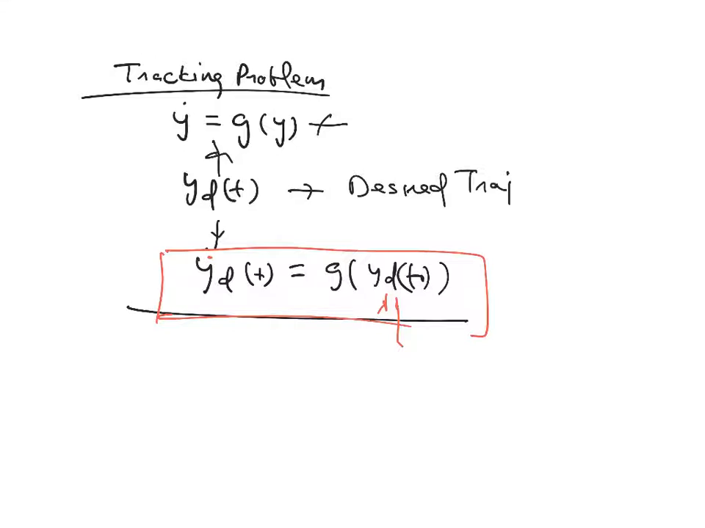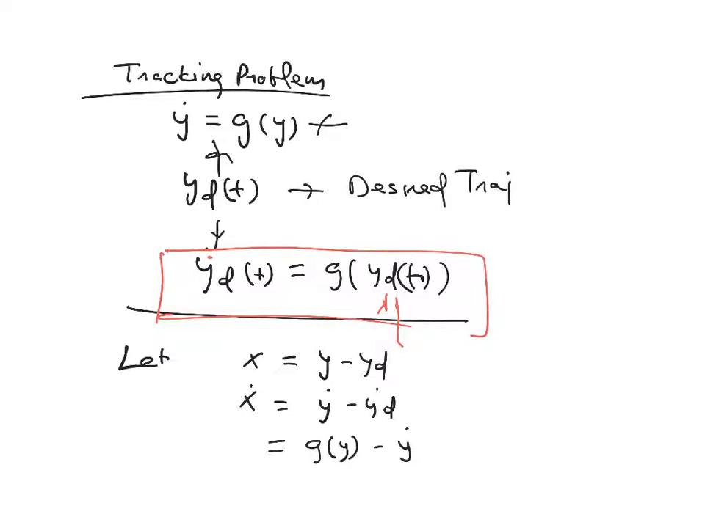So let's define x to be y minus y desired. We always reformulate the problem so that the trajectory becomes the equilibrium point. Because if x is y minus y desired, then x equals 0 means y equals y desired, right? So what is x dot then? Y dot minus y dot desired. So that is g of y minus y dot desired, right?